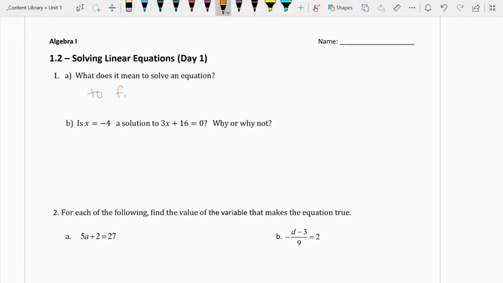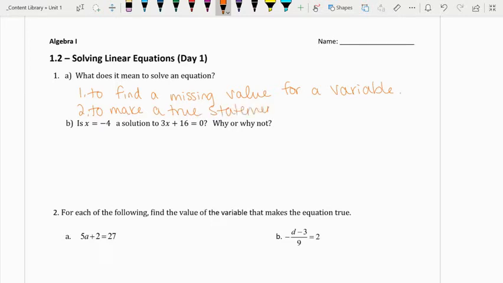So to find a missing value for a variable. It's also to try to make a true statement. So what I mean by that is if it has an equal sign, that means that I need the left and the right of that equal sign to equal the same thing. So 2 equals 2, and so on and so on.